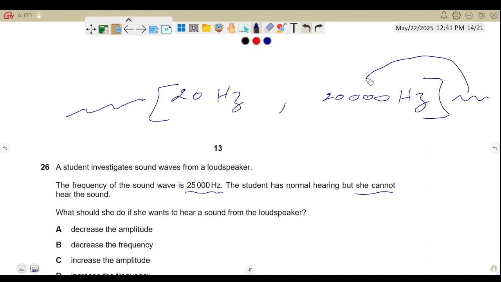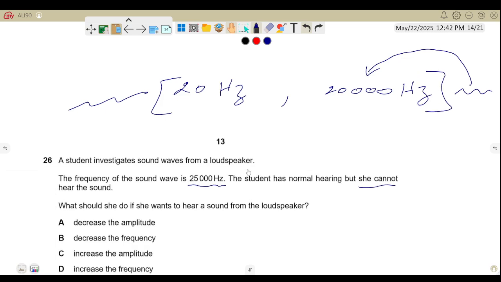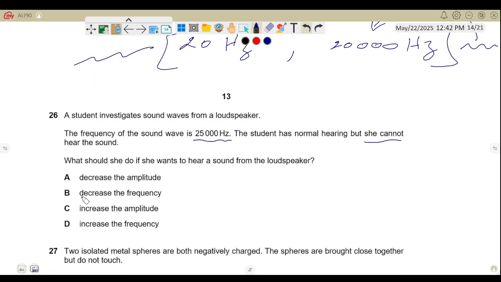What the student must do is decrease the frequency to be inside this range. Let's look at the options here. Decreasing the amplitude is not going to work. Decreasing the frequency is what must be done by the student, so she can hear the sound from the loudspeaker.